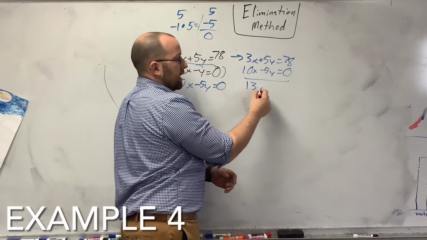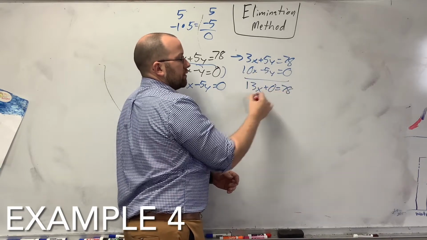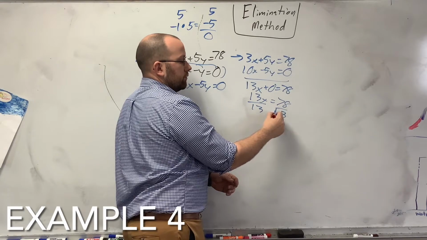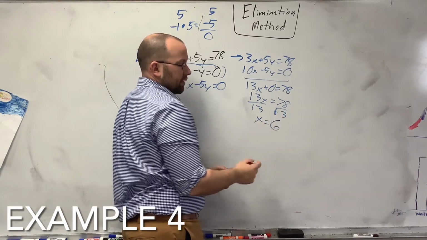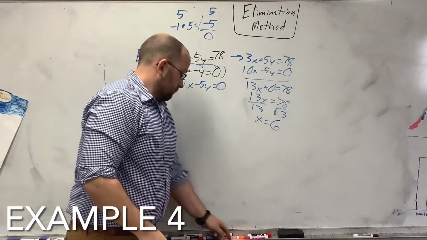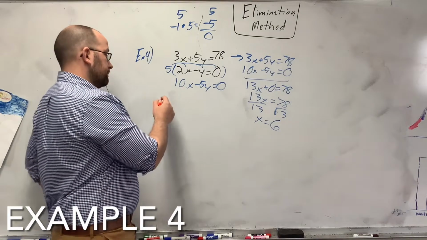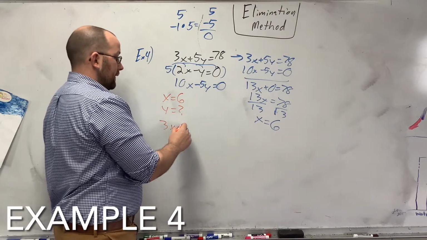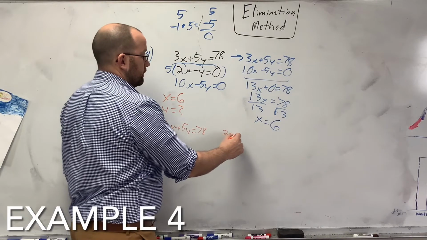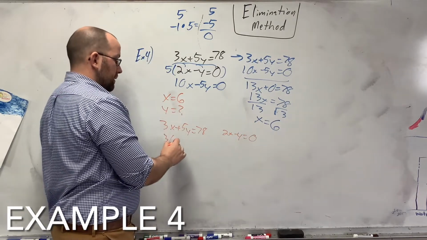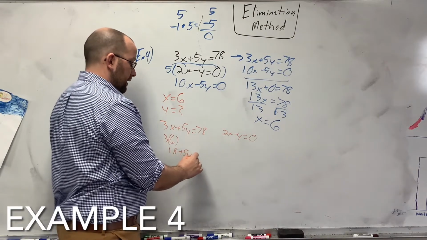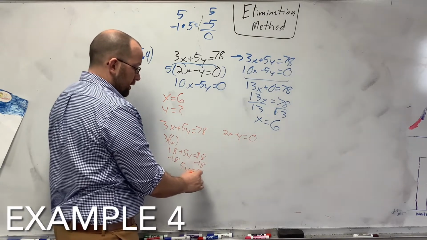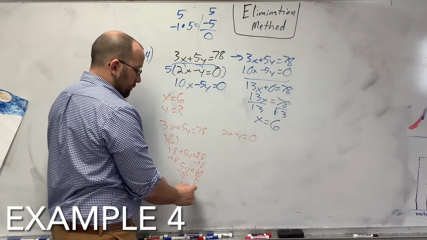When I add them together, I get 13x plus 0 equals 78. So 13x equals 78. Divide by 13, so I can get the x alone. And x equals 6. I believe. Yep. All right, now I need to find my y. To find my y, I plug it into both equations. So 3 times 6 gives me 18 plus 5y equals 78. 78 minus the 18 from that side gives me 5y equals 60. Divide both by 5, y equals 12.